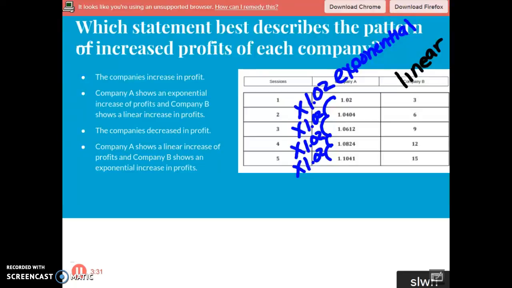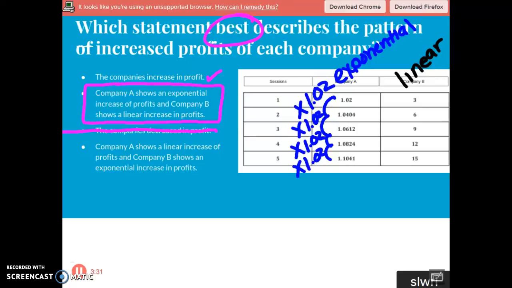So now that I'm armed with this information, which one of these statements is correct? Let's find out. The company's increase in profit. Well, we all know that because both of them have increased, I don't think that's the best way to describe that. Company A shows an exponential increase of profits, and Company B shows a linear increase of profits. Well, that is true, so that sounds like it should be the best. But let me hang on and read the others. The company's decrease in profit. Well, that's just wrong, so we're going to mark that one out.